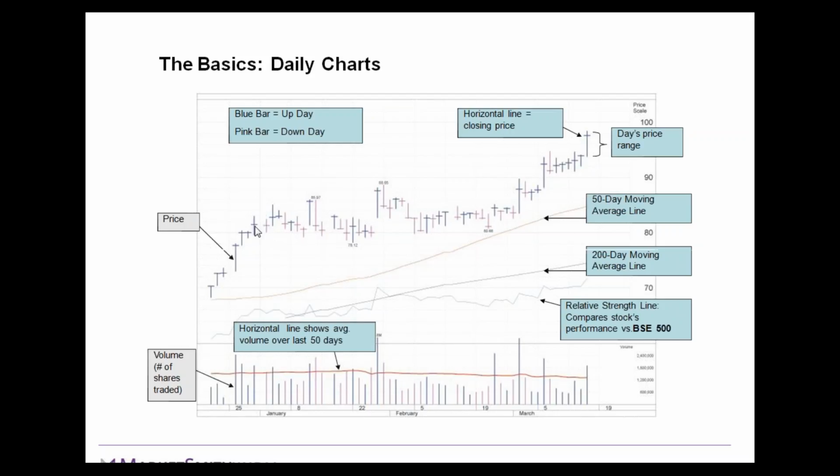So this is how a stock performed during 1 day. This is the high of the stock, this is the low of the stock, and this is how the stock closed for any given day. So this is all about prices.